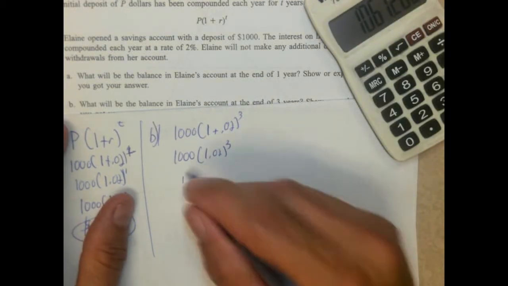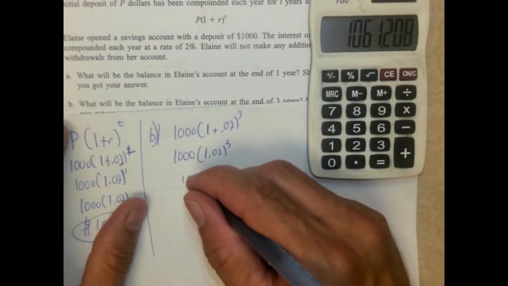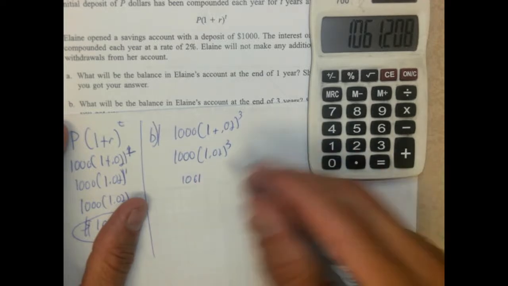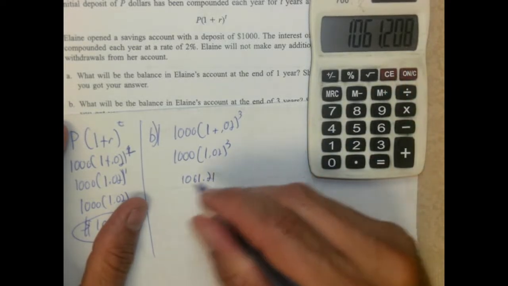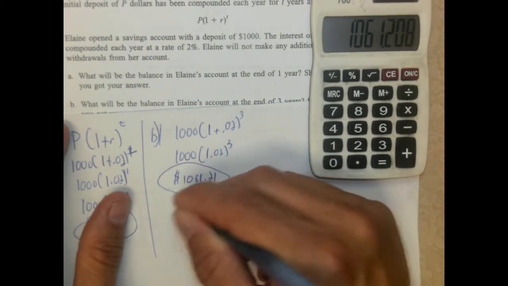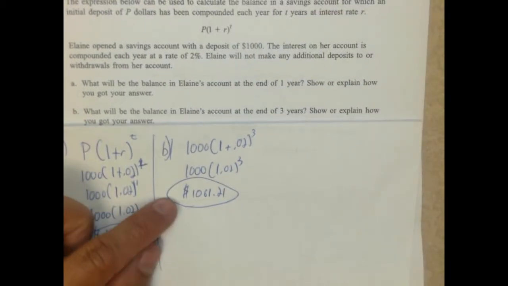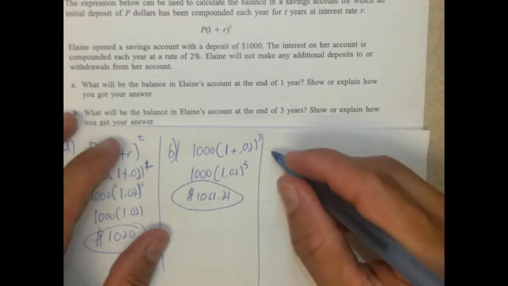So $1,061.21. I'm rounding that to 1. So that's the pennies column. Okay, so that's part B. Part C.